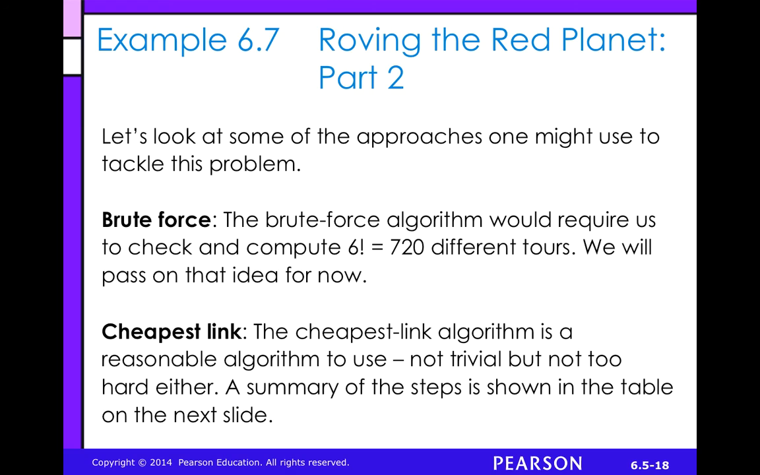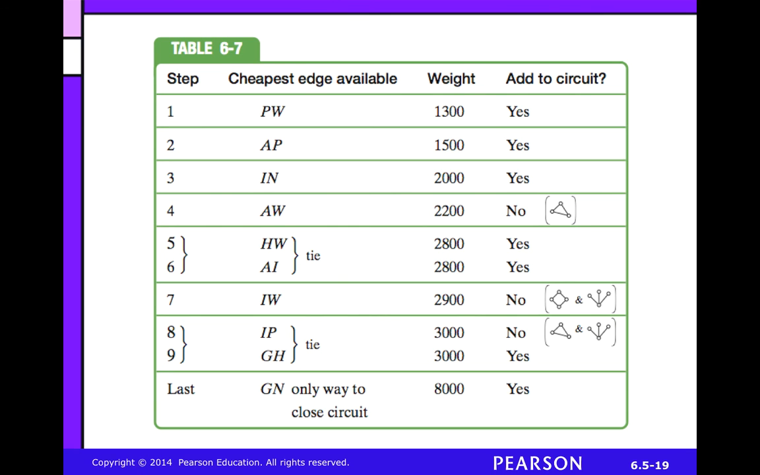So let's look at some of the approaches we might use to tackle this problem. Brute force would require us to check 6 factorial, which is 720 different tours. That's not a big deal for a computer, but it is a big deal for you. You would have to make a table with 720 rows in it, I guess. So we're not going to do that. We can also use nearest neighbor or repetitive nearest neighbor, but for the sake of this video, let's use cheapest link. It will not take us nearly as long as it would take us to check all of these different tours.